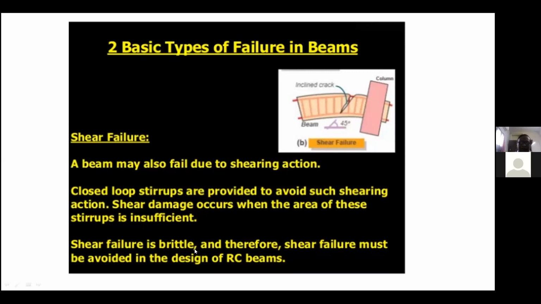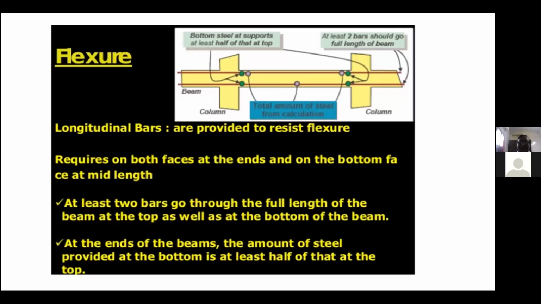So shear failure is a brittle failure. So you have to be very careful. The shear failure is a brittle failure. Therefore, shear failure must be avoided in the design of RCC beam. So the sudden failure we have to avoid. So shear failure is the sudden failure. So we have to avoid the shear failure.